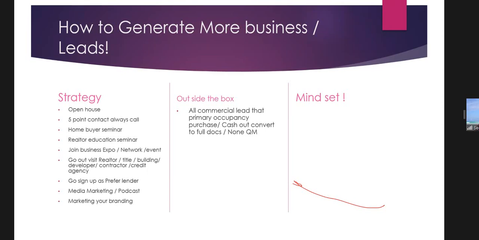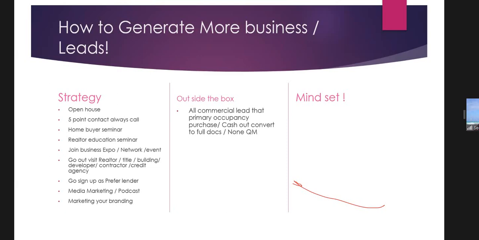You go out there, you invite the realtors, educate them, share with them what I say. Tell them, hey, we have this product here. We have this great platform here. We can close your loan with a different solution.